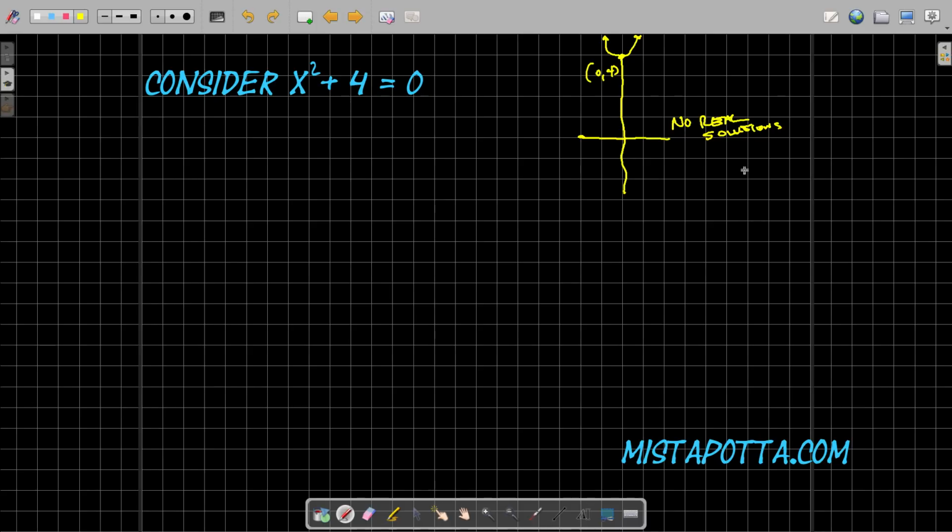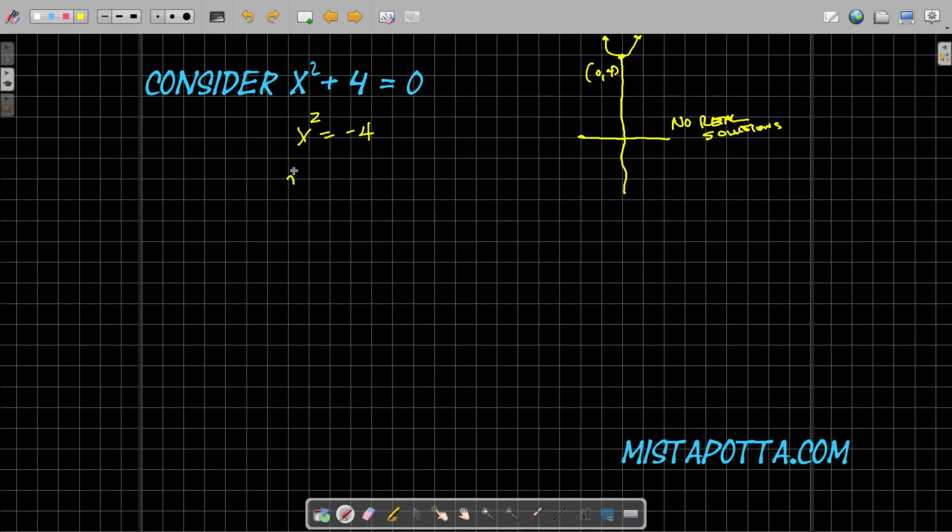But let's take a look at this from an algebraic standpoint. If I wanted to solve for x, the first thing I would do is subtract 4 from both sides, and I end up with x squared equals negative 4. Now, normally, I'd look at this equation and say, that makes no sense, there's no answer. But I'm going to suspend my disbelief, and I'm going to continue to solve for x.